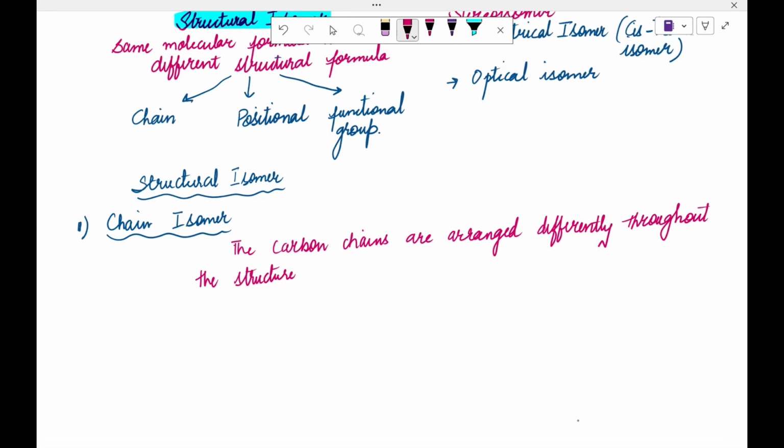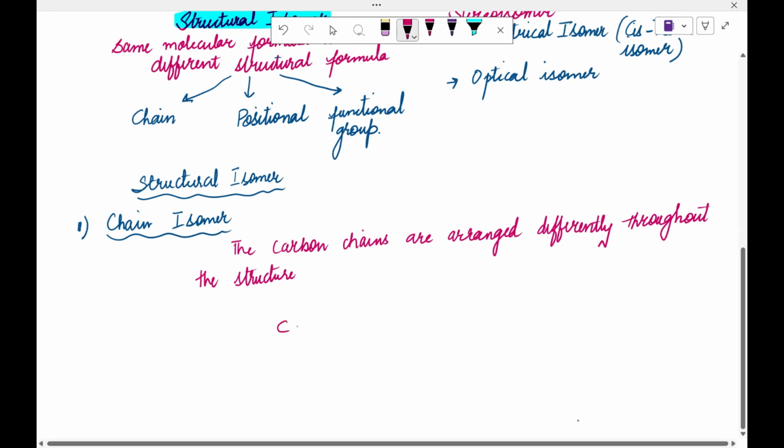Let's see their structures as well. Like for example, we have this structure, and that is basically butane. We can also write it with four carbons. We can construct only three carbons as well, and we can put a methyl group over here as well.